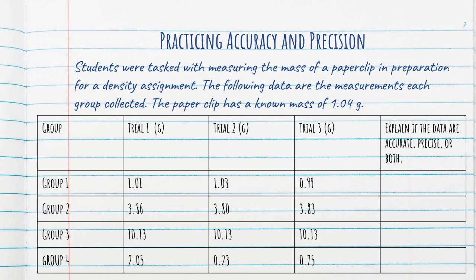Then, if we look at these sets of data, we're moving on to question 2. So students were tasked with measuring the mass of a paperclip in preparation for a density assignment. The following data are the measurements each group collected for the paperclip. The known mass is 1.04. So I want to give you guys a second to look at this and decide if they're either accurate, precise, or both, or neither.